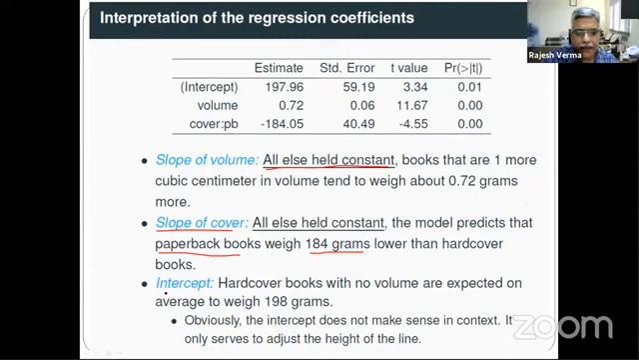And then intercept is also there, and intercept, as I told you earlier, is just a mathematical concept. It's just a mathematical convenience. As the intercept does not make sense in this context, it only serves to adjust the height of the line.